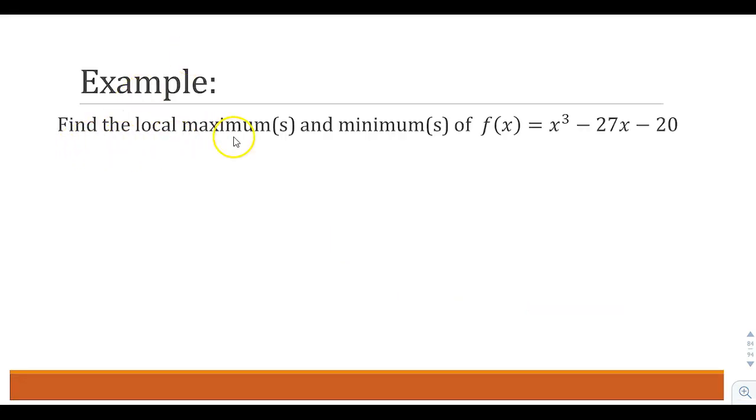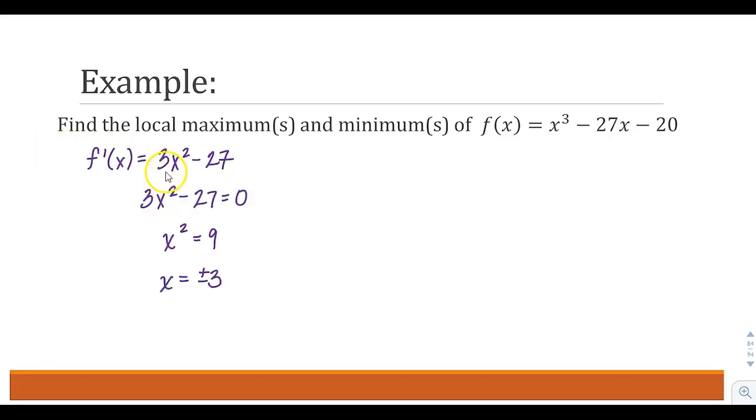We're going to find the local maximums and minimums of f of x equals this cubic polynomial. So to find local max and mins, we need to find the critical values. So we take the derivative and set it equal to 0. So we get 3x squared minus 27 equal to 0. Add the 27, divide by 3, I get x squared equals 9. So I get plus or minus 3 as the critical values.